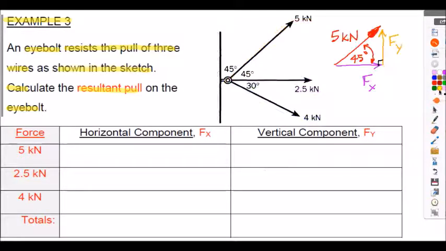So let's consider initially the 5 kilonewton force shown here. It's at 45 degrees to the horizontal. I've redrawn it here for a little bit of clarity. So as long as my angle is measured to the horizontal, then the Fx component, the horizontal component, is always the cos of the angle. So in this case, the horizontal component will be 5 multiplied by the cos of angle 45 degrees.